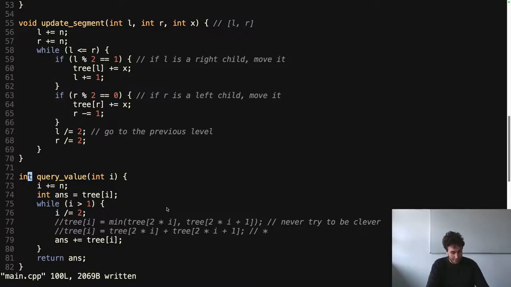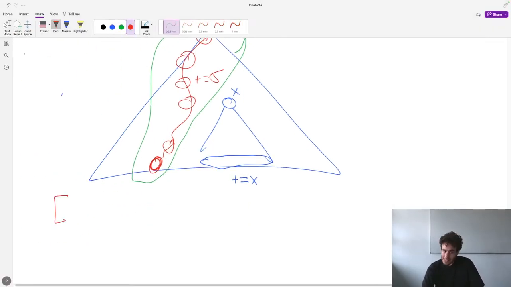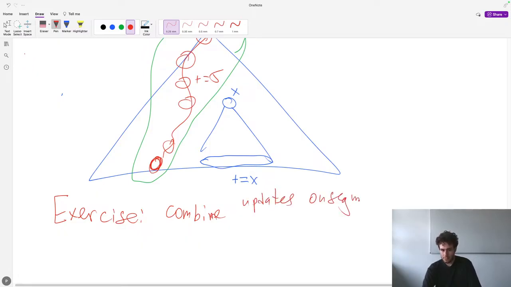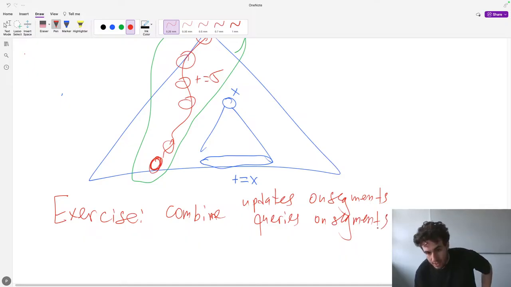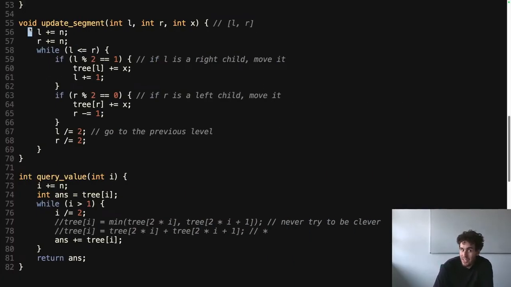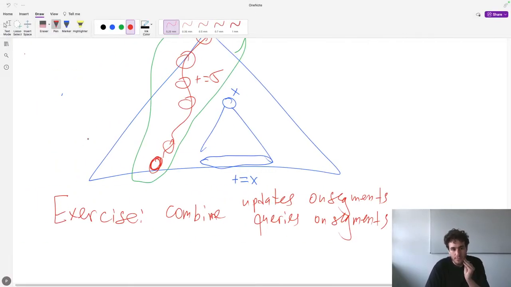And now my exercise to you is, can we somehow combine these ideas to have updates on segments and queries on segments? Think about it after the lecture. We're going to talk about this next time. This is a very nice exercise. So if we can do some kind of updates on segments and we can do queries on segments, maybe we can do both somehow? Let's think about that. Okay, great.